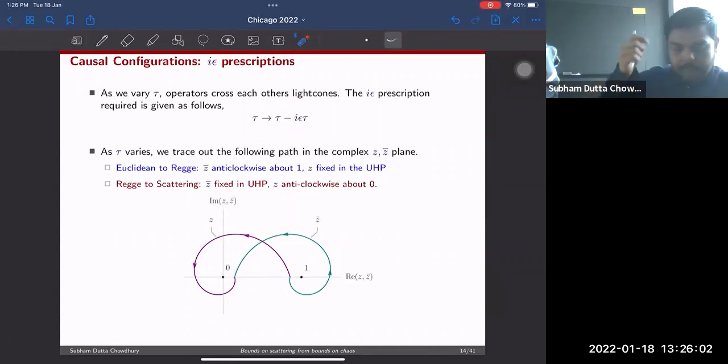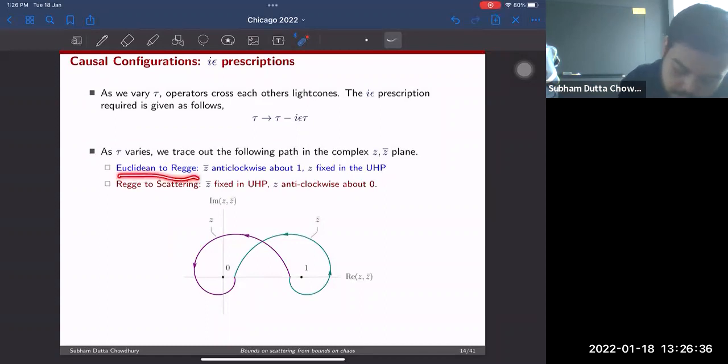Now, as we are varying tau, in the last slide you saw that we are exploring various causal configurations, and it's interesting to see what this traces out in the complex z, z bar plane. So as you move tau from greater than pi minus theta to less than theta, the path traced out by the complex z in the complex z, z bar plane is something like this.